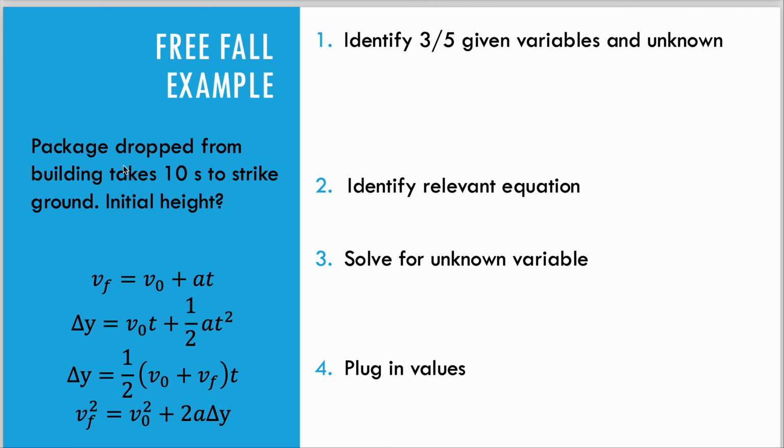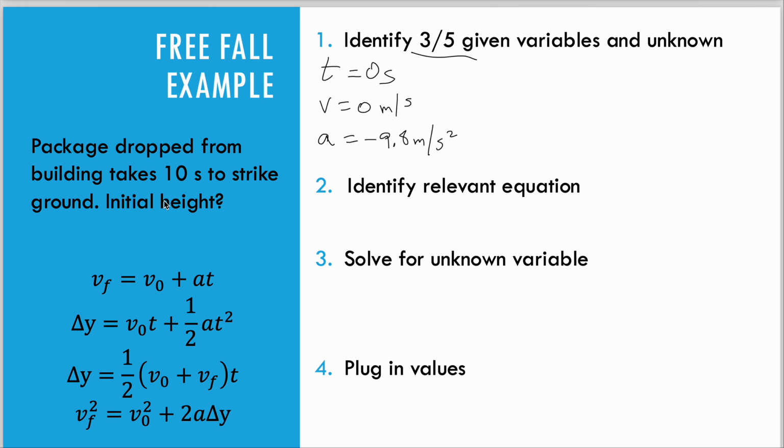A package is dropped from a building takes 10 seconds to strike the ground. What's the initial height from which it was dropped? So this problem, we need to identify 3 out of the 5 given variables. It looks like we're only given one variable, 10 seconds, which is time. But we identify a key word, which is dropped. We said whenever something is dropped, that means the initial velocity is 0. And this also tells us it's a free fall problem, and that means the acceleration is negative 9.8 meters per second squared. So just like that, we have 3 givens, even though we were only given one number.